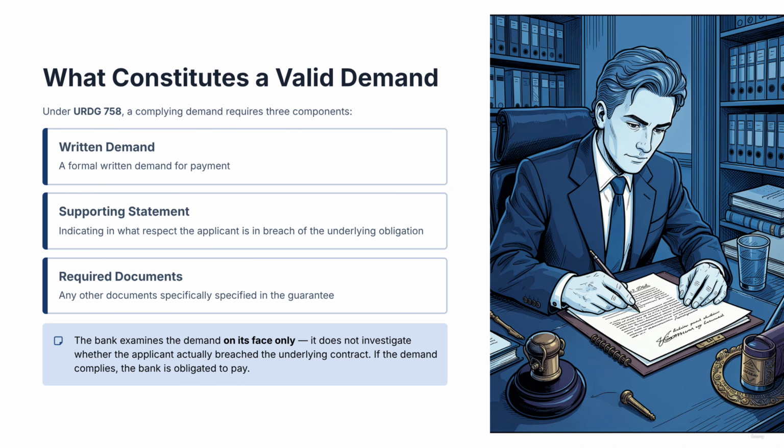It does not contact the project owner, review the construction schedule, or assess whether the goods were delivered on time. Just as a bank examining LC documents looks at paper rather than cargo, a bank examining a guarantee demand looks at the demand document rather than the commercial reality behind it. If the demand complies on its face, the bank is obligated to pay. That is the independence principle in action.